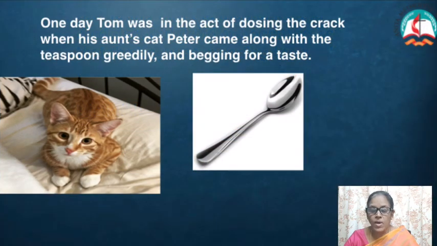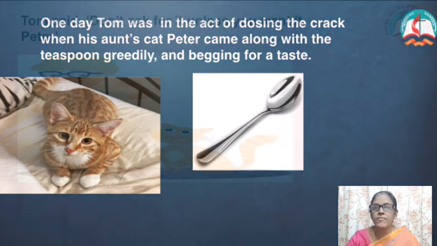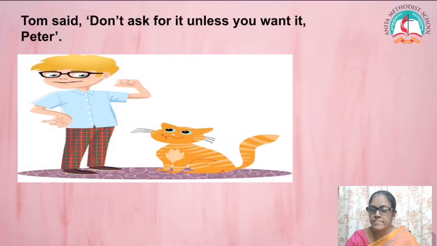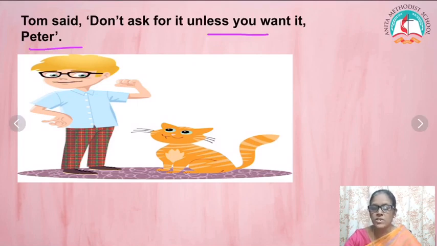One day, it so happened that Tom was in the act of dosing the crack when his aunt's cat Peter came along with a teaspoon greedily and begging for a taste. The cat arrives and almost begs Tom for the medicine to taste it. Tom says, "Don't ask for it unless you want it, Peter." Peter is the name of the cat.